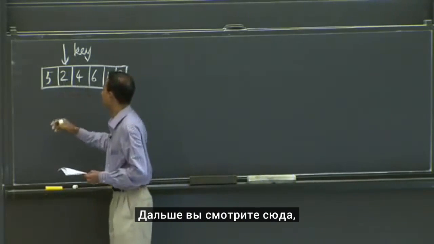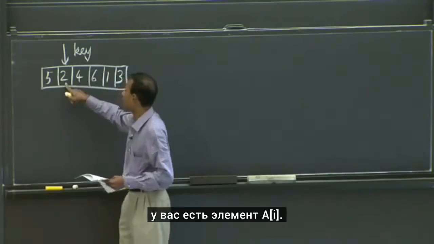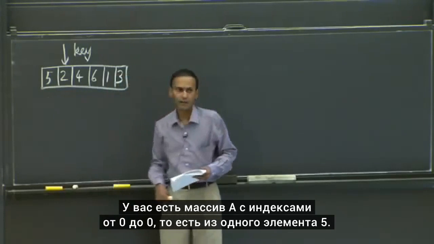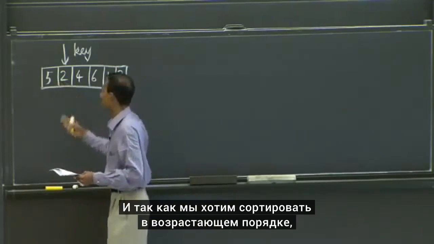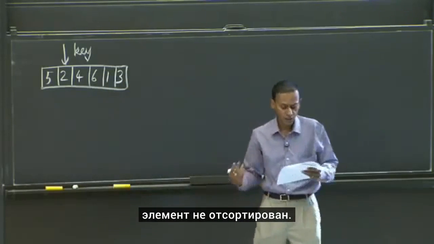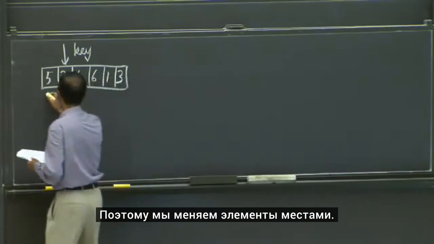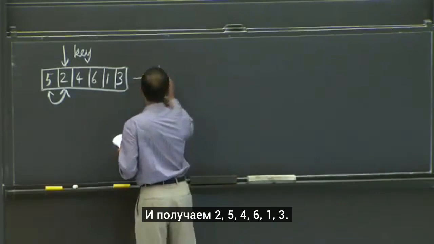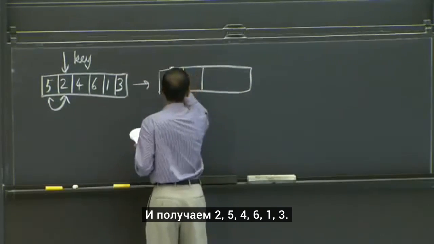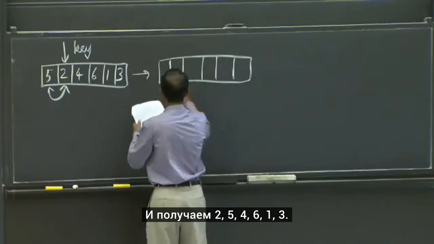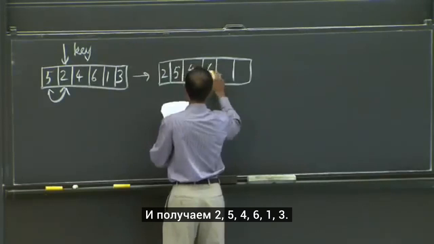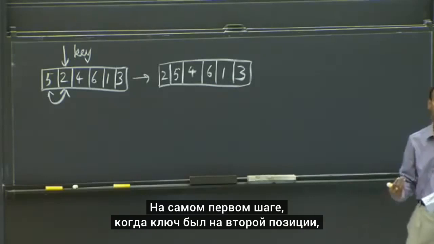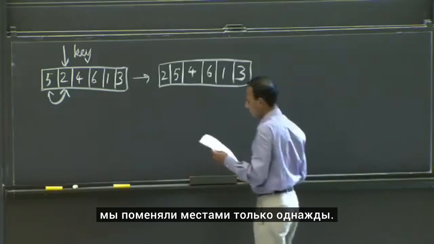And so what you do is you look at this: you have A of i, that's your key, and you have A of 0, which is 5. Since we want to sort in increasing order, this is not sorted, and so we do a swap. What this would do in this step is a swap, and we would obtain 2, 5, 4, 6, 1, 3. So all that's happened in the very first step, where the key is in the second position, is one swap.